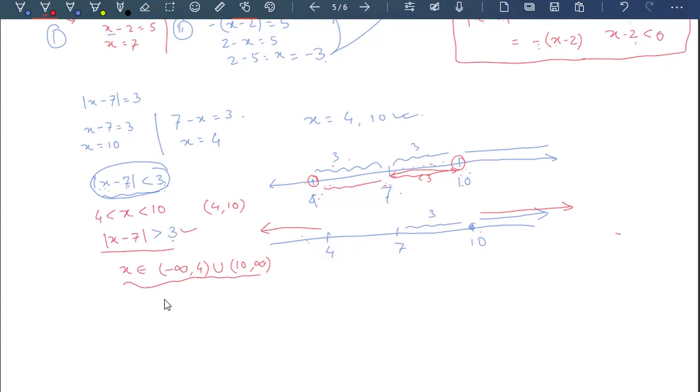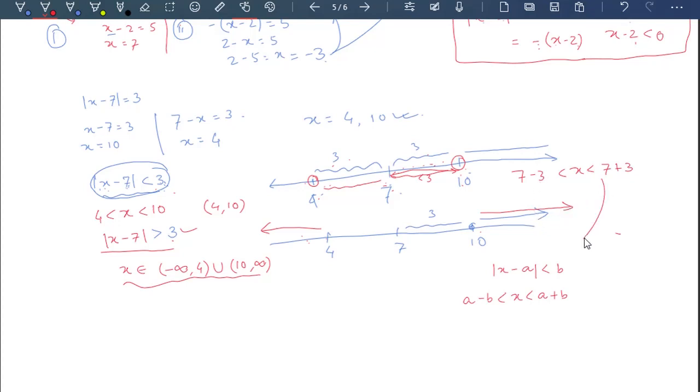So you have two cases. One, modulus of x minus a is less than b: x lies between a plus b and a minus b. Here, modulus of x minus 7 is less than 3, so x lies between 7 plus 3 and 7 minus 3.